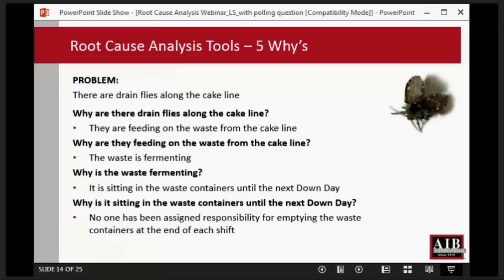Why are they feeding on waste from the cake line? Because the waste is there and it's fermenting. And why is the waste fermenting? It is sitting in the waste containers until the next down day, which typically means an entire week. So why is it sitting in waste containers until the next down day? And the answer would be because no one has been assigned the responsibility for emptying the waste containers at the end of the shift. Again, just an easy application.